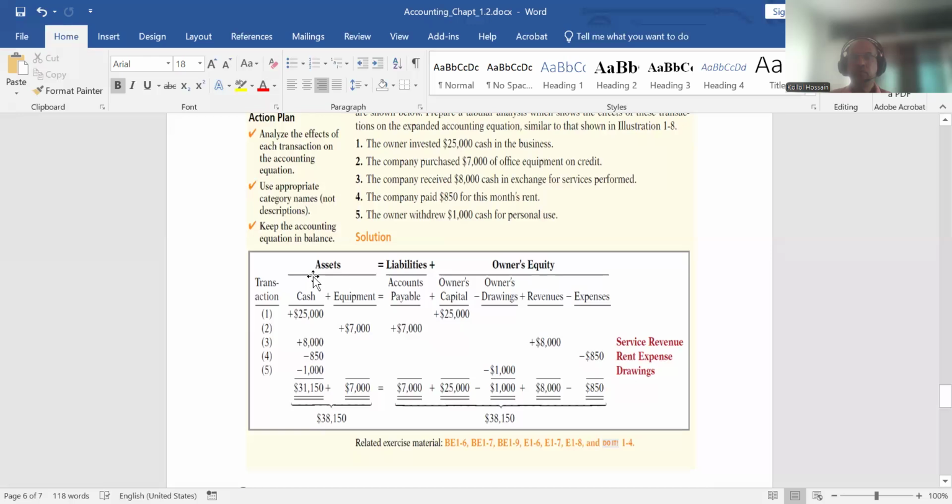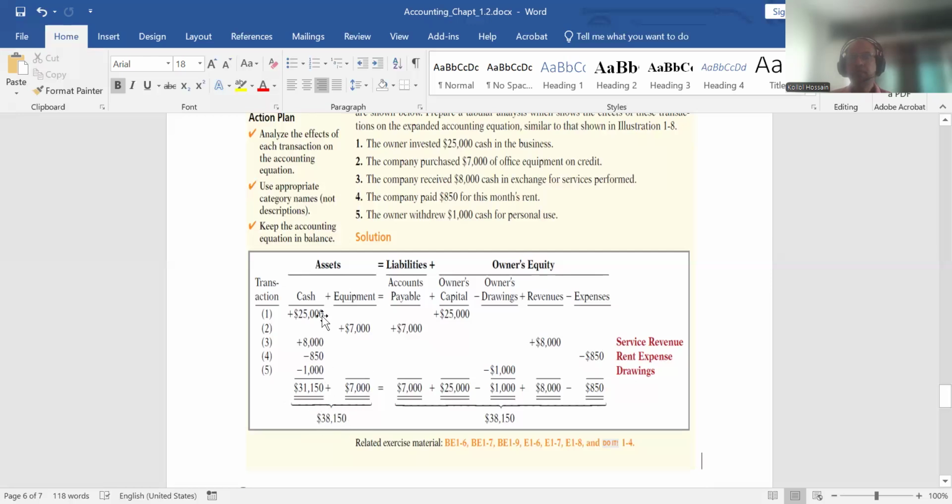So now if we add them up in cash, after adding plus and minus, the cash balance is 31,150, and equipment 7,000. So total assets are 38,150. This is the left hand side. Equipment 7,000, and cash after adding and deducting the result is 31,150. So 31,150 plus 7,000 equals 38,150.